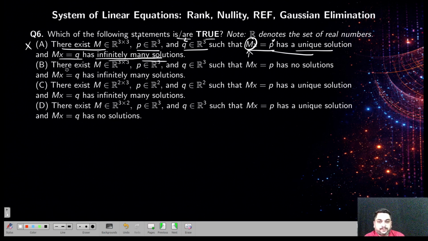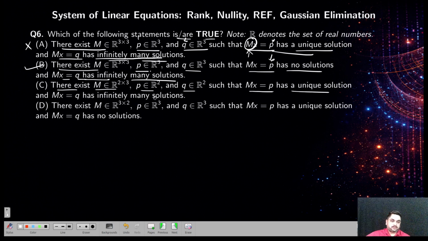Again, it's based on the property. There exists M and P and Q such that Mx equal to P has no solutions and Mx equal to Q has infinitely many solutions. Yes, this is true. For this particular P vector, if there is no solution, it doesn't mean that Q may not have infinitely many solutions. Definitely Q has infinitely many solutions. That is true. Both statements become independent. No. There exists M and P, Q such that Mx equal to P has a unique solution and Q has infinitely many solutions. See, again the same thing.